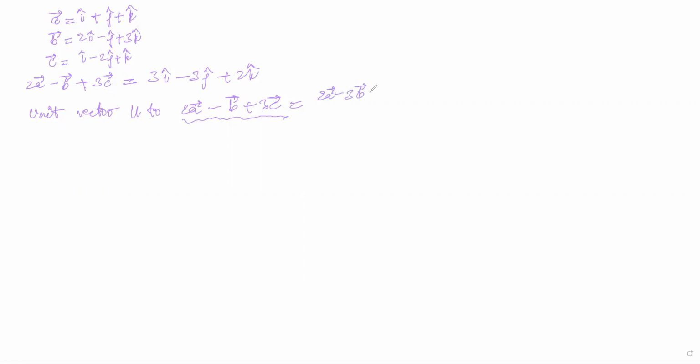So this should be 2a minus b plus 3c, divided by the same magnitude. So this should be 9, 9, 18, and 4 root 22. The final answer is this.